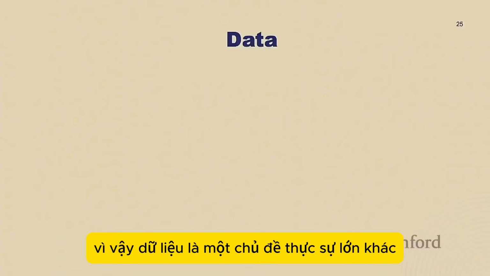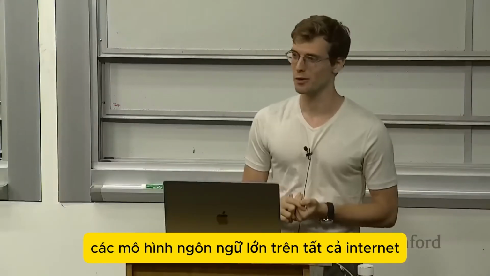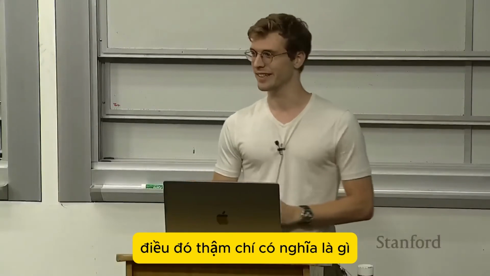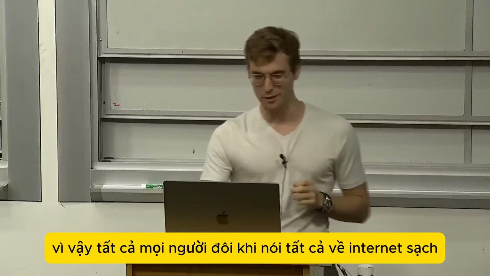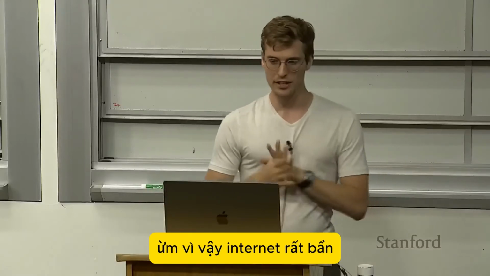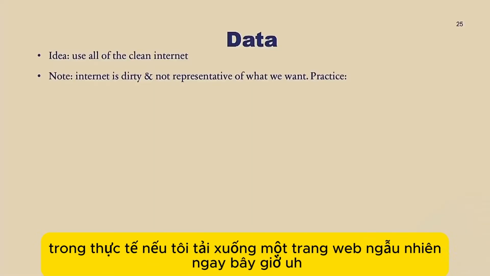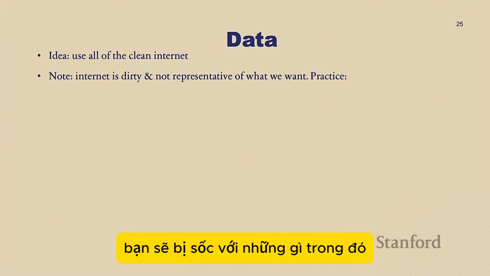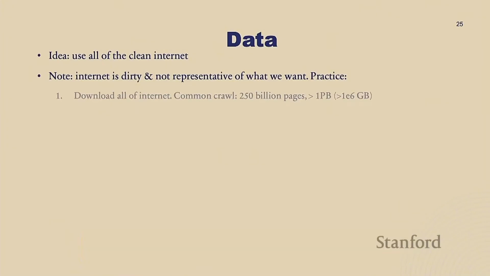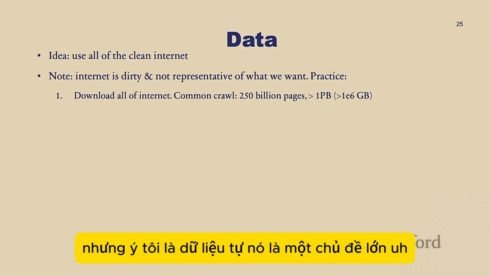So data is another really big topic. At a high level, people just say, oh, you basically train large language models on all of internet. What does that even mean? Or people sometimes say all of clean internet, which is even less defined. So internet is very dirty and really not representative of what we want in practice. If I download a random website right now, you would be shocked at what is in there. It's definitely not your Wikipedia. So I'll go really briefly on what people do. I can answer some questions, but data on its own is a huge topic.